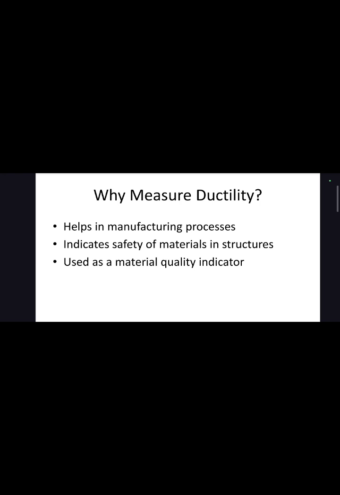Second, ductility helps designers understand how safe a material is under load. A ductile material usually gives a warning before a failure by deforming. But a brittle material may break suddenly without warning, which is dangerous in structures. Third, ductility can also indicate material quality. Change in composition, impurities, or heat treatment often affect ductility. So, engineers sometimes use ductility as a quality check.